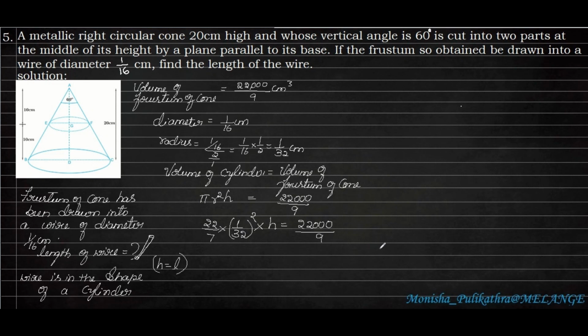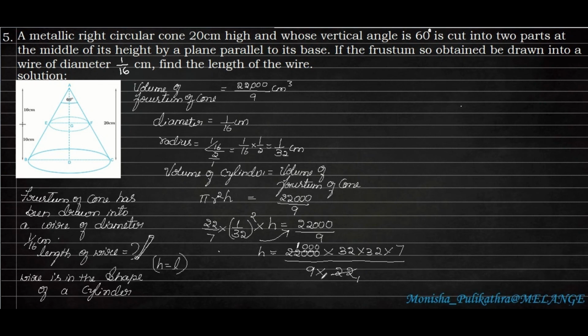So h is equal to 22,000 by 9. Next we have to take the cross multiplication. Everything which is in the denominator goes to the numerator on the other side. That is 32 square, so 32 into 32 into 7. So h is 22,000 by 32 into 32 into 7, divided by 9 in the denominator. The 22 comes to the denominator. 22 ones are 22, 22 thousands are 22,000.